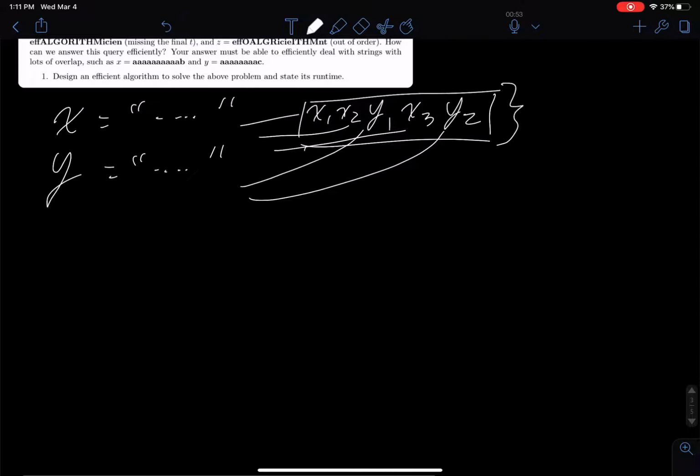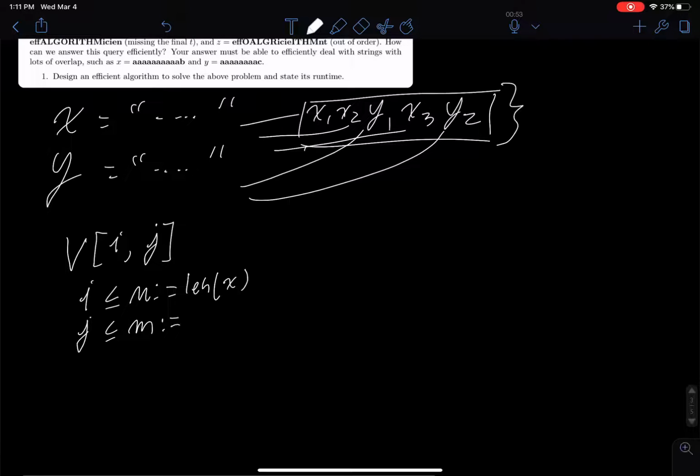Now, we're going to state what we want our subproblems to be. Namely, we're going to define our subproblems. We'll give them the value V of ij, where i is less than or equal to n, which is defined as the length of our input string x, and j is less than or equal to m, which we'll define as the length of our input string y. So you can see right away that we have nm subproblems.